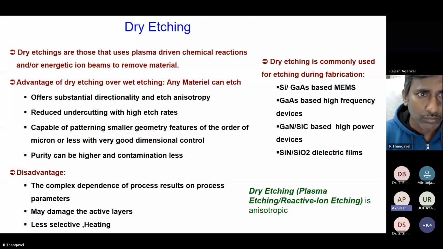Now, this is the scanning electron microscope view of a plasma etched 0.16 micron pattern. You can see the patterns that have been made.